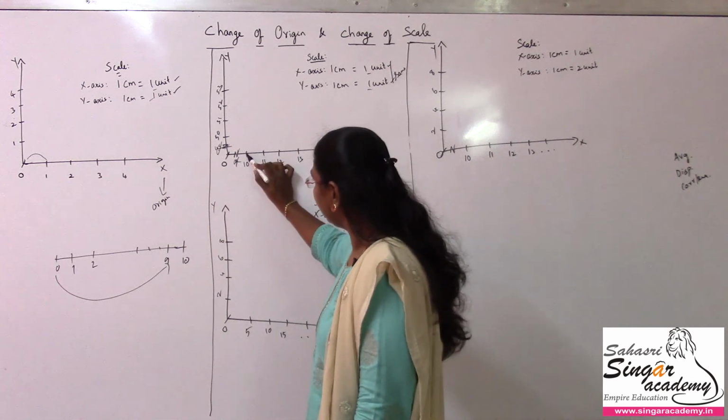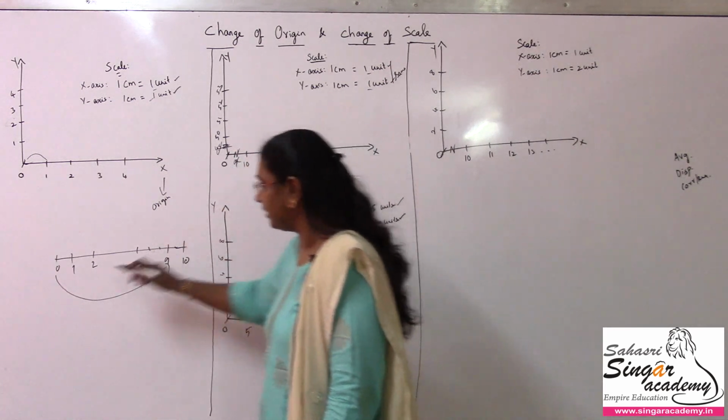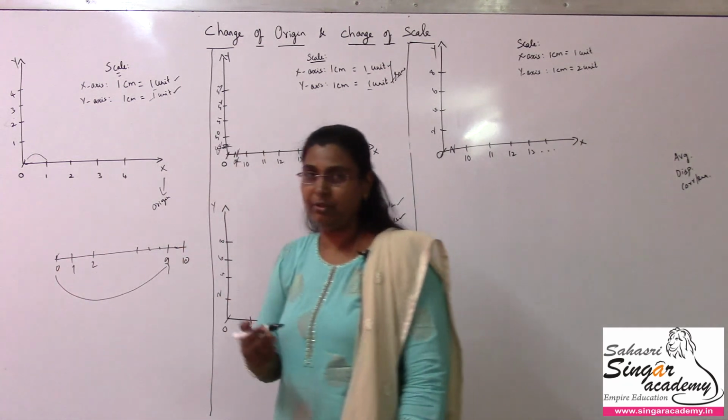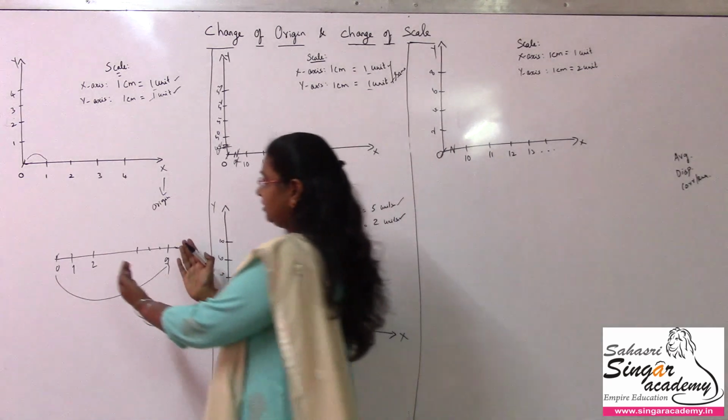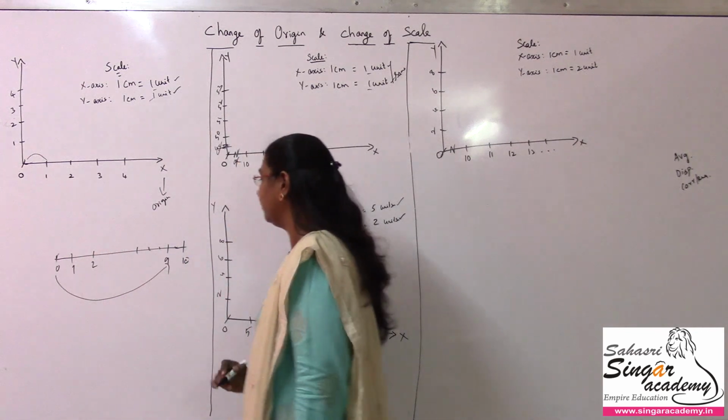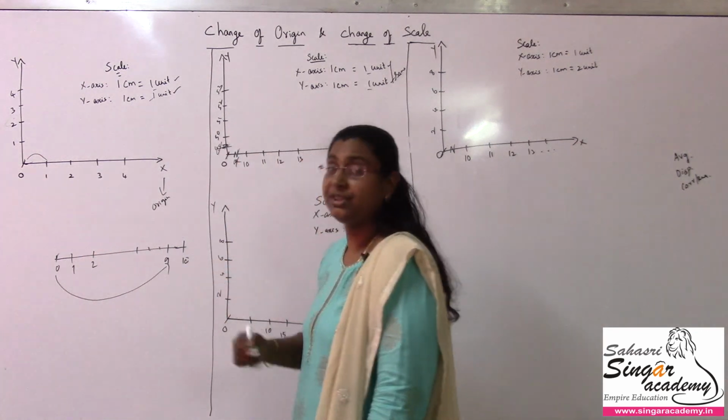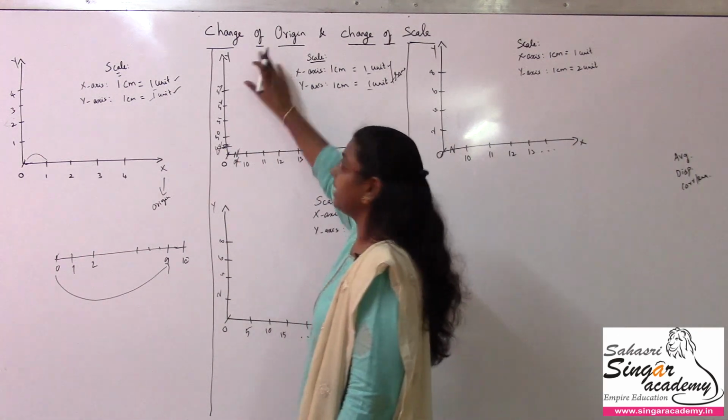Here the origin, which is next to 10, I have shifted over here. Probably if you take a paper and fold it and check, it will look like that. You just go for an overlapping of the paper, it will be like that. When you do this, you call this a shifting of origin, which is called change of origin.